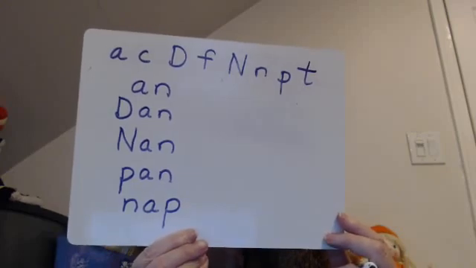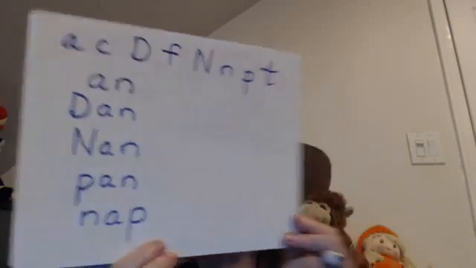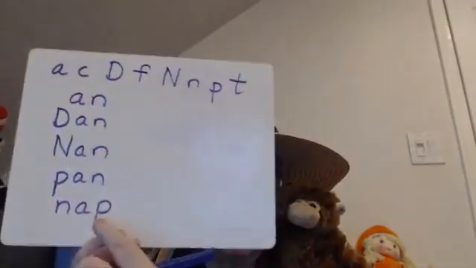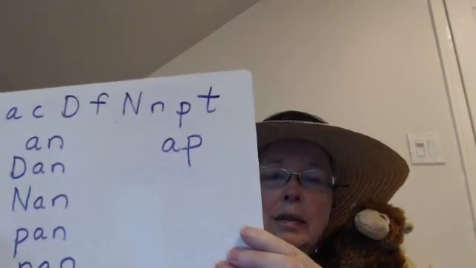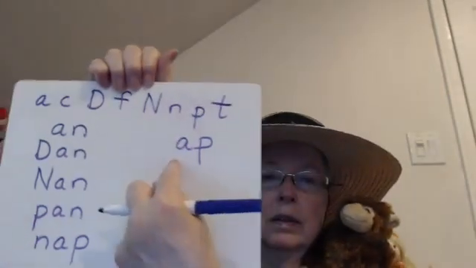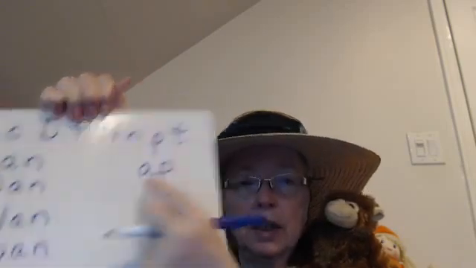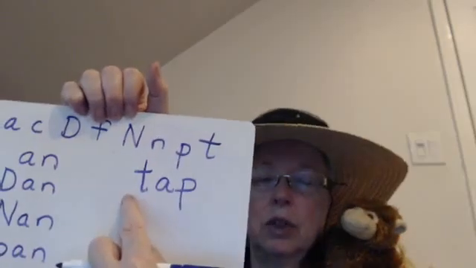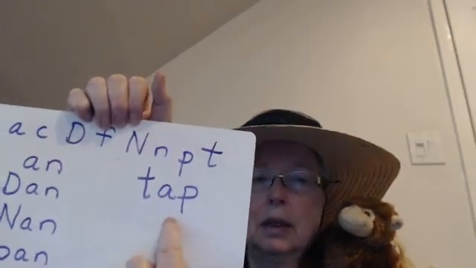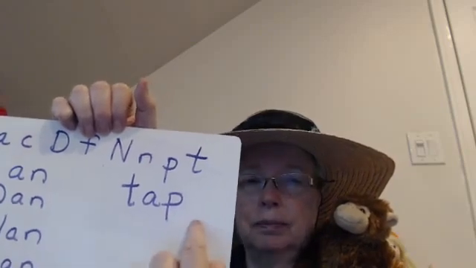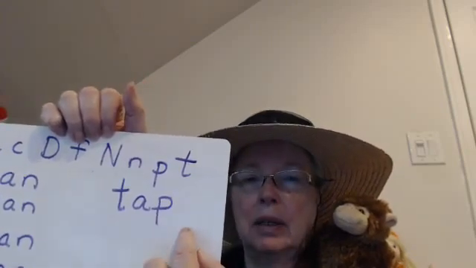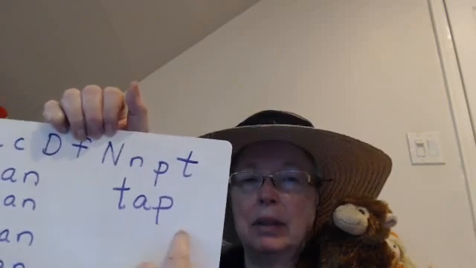Now let's make another word. We're going to take app and put it towards the top. Here we have app. We're going to add in front of it the letter T. And T makes the sound of t. So we already know this is app. Add the T. Tap.